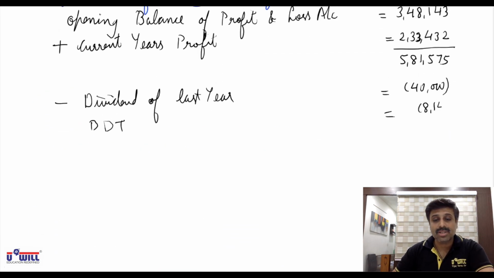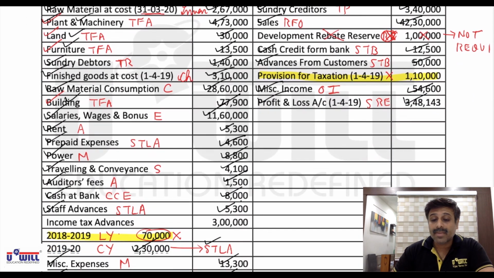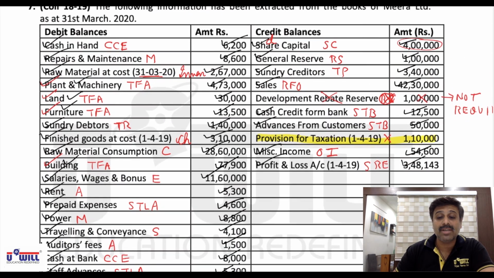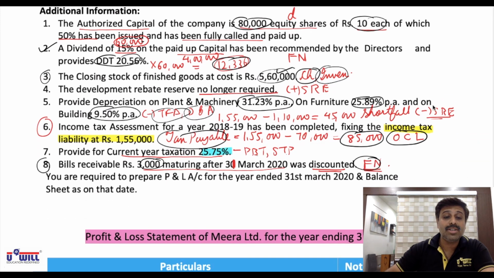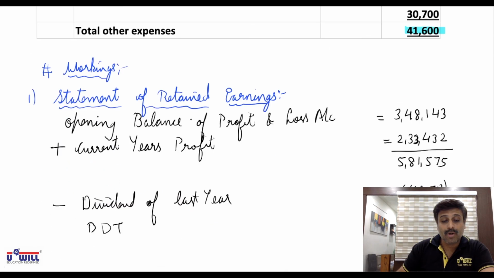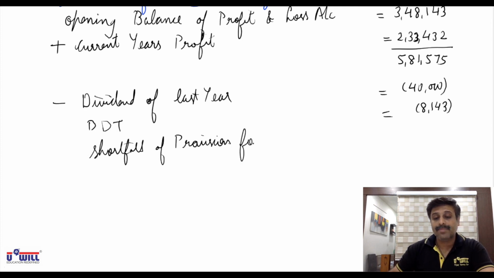Then after dividend distribution tax and statement of retained earnings from the trial balance, we don't have anything. Now that adjustment was there for provision for tax, so adjustment number 6, this shortfall of 45,000, will be minus from statement of retained earnings. So the shortfall of provision for tax of last year, 45,000, we will provide from the current year now, that also we will minus.